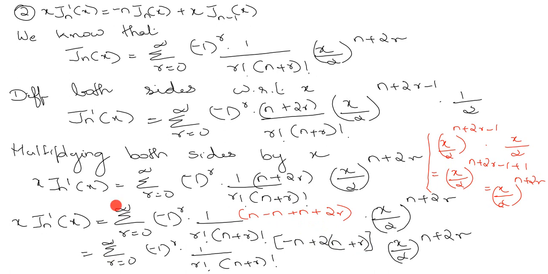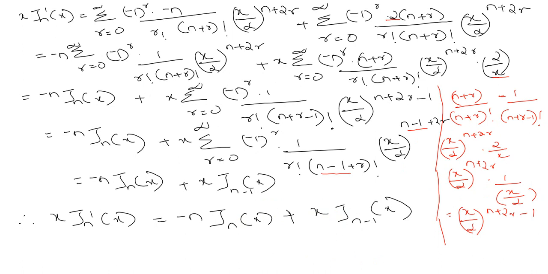That is sigma r = 0 to infinity (-1)^r into 1/(r! (n+r)!) into (-n + 2(n+r)) into (x/2)^(n+2r). Now we are going to separate this into two terms. This term on the RHS can be separated into two terms. The first term consists of all these terms along with minus n, and the second term consists of all these terms along with 2 into (n + r). These two terms are separated by this plus sign.